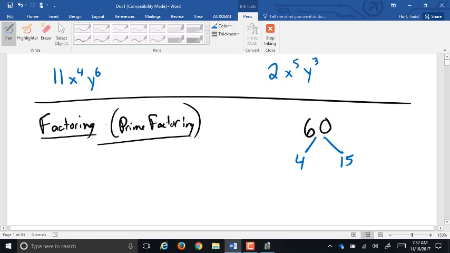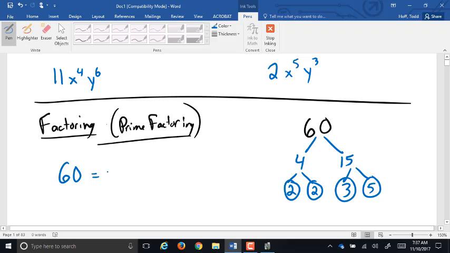Can 4 be split into other numbers? Yes. 2 times 2. Those are both prime, so I'm going to circle them. Those are done. Can 15 be split into other numbers? 3 times 5. Those are both prime, so those are done. So 60 can be built by doing 2 times 2 times 3 times 5. That's the prime factors of 60.